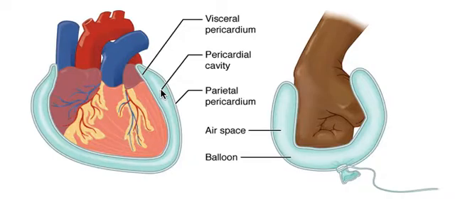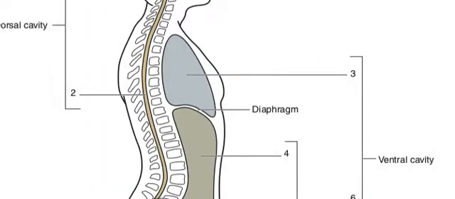So visceral means it clings to the organ. Parietal means that it lines the body cavity, and so it's like outside of the organ, there's a little bit of space there. As you can imagine, the primary purpose of a serous membrane is protection and cushioning, cushioning a soft organ from a blow, for example.